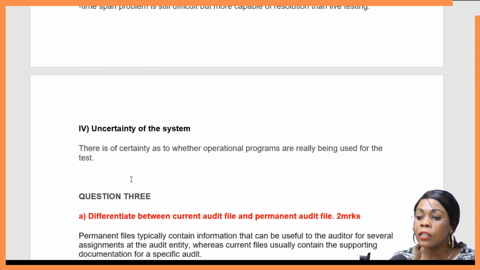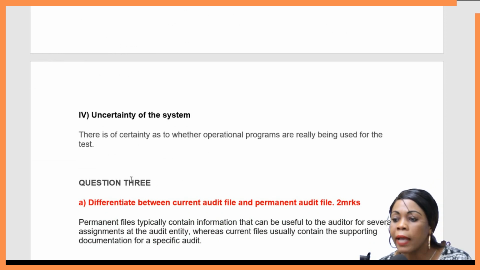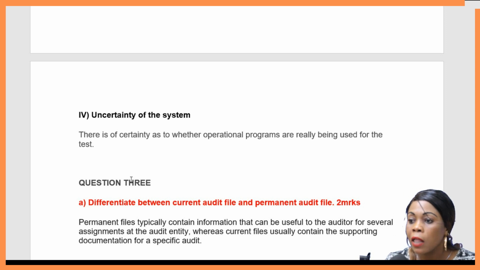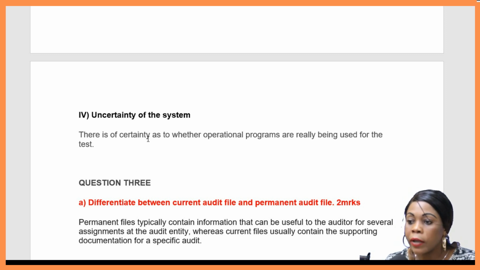The last one is uncertainty of system. There is uncertainty as to whether operational programs are really being used for the test. Actually, when using the dummy system, there is uncertainty as to whether the operations of those dummy system programs are really being used for the test. I think we are complete with question number 2.